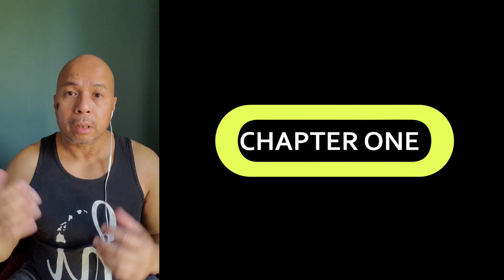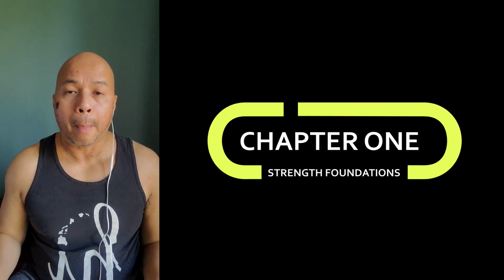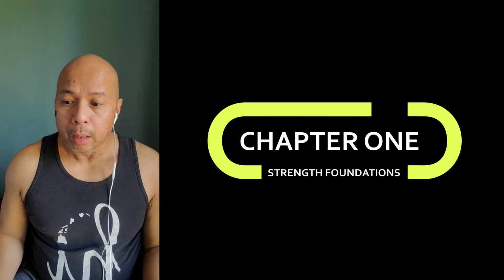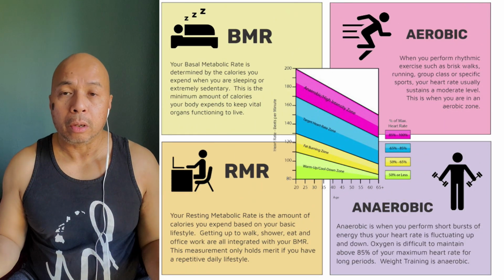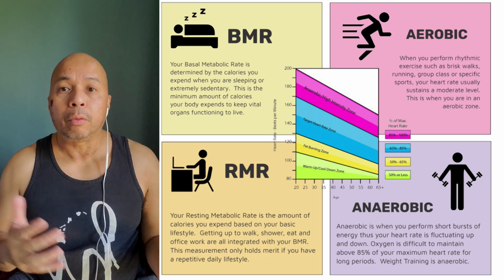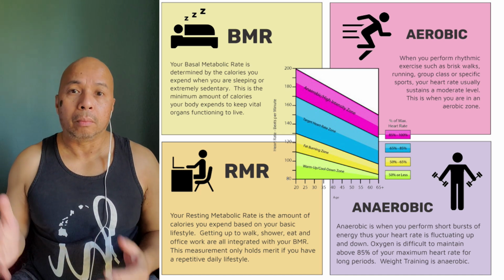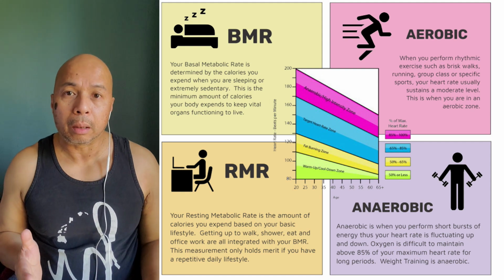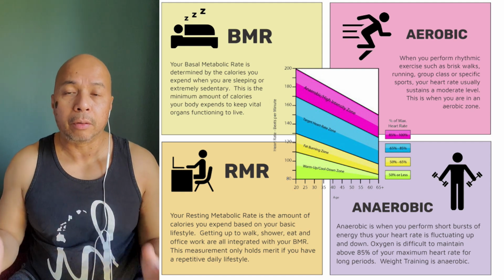And first of all, this is Strength Foundations Chapter 1, and there's many more videos to come. But let's jump right into it. The first thing you should learn about is what is BMR and RMR. So BMR, of course, stands for basal metabolic rate. RMR stands for resting metabolic rate. So let me give you an insight of the differences.